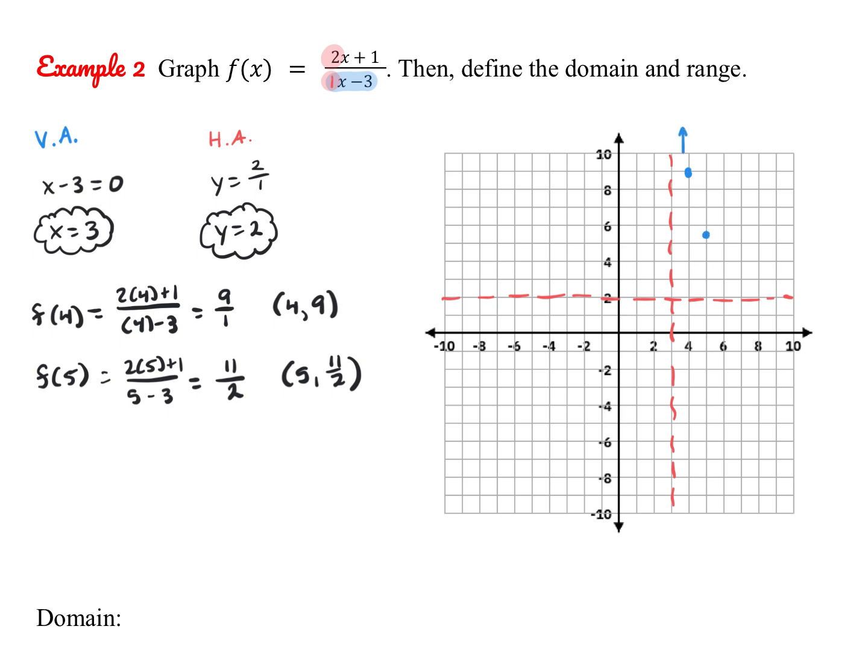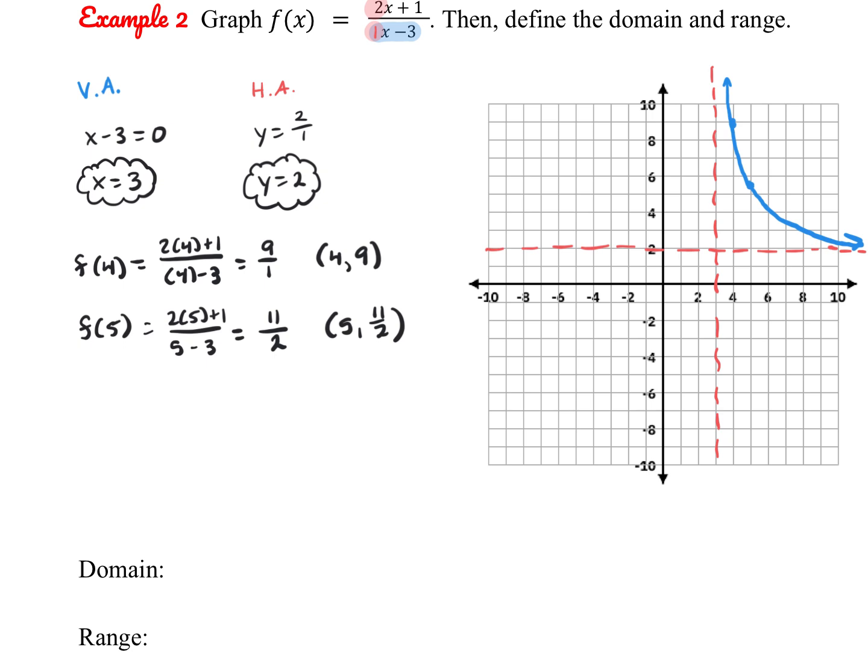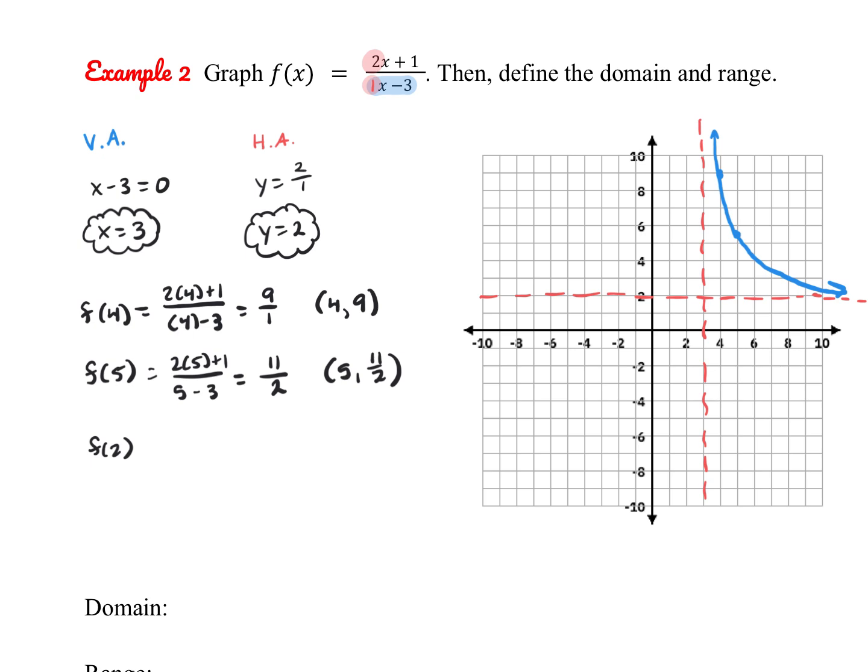And we also know, again, the general shape of our graph. We know it's going to travel along the asymptotes. So with just a couple coordinates, we can actually sketch in a pretty good graph. Now we do need some coordinates to the left of the vertical asymptote. Let's do f of 2. So we have 2 times 2 plus 1 over 2 minus 3. So we have 5 over negative 1. So (2, -5).